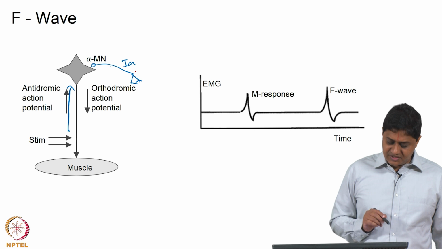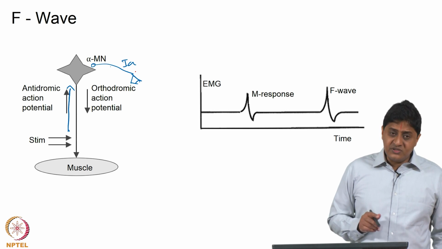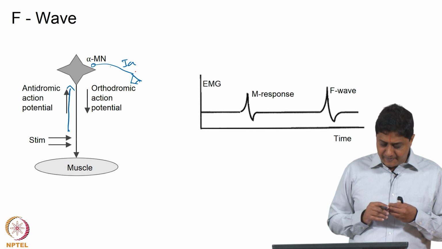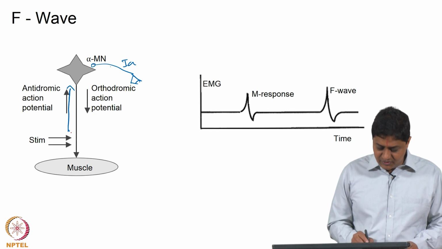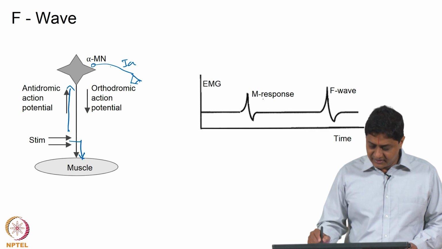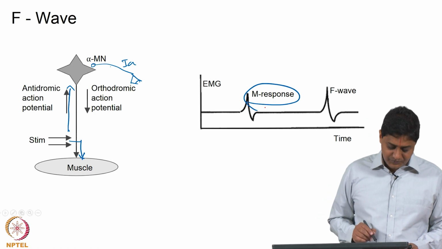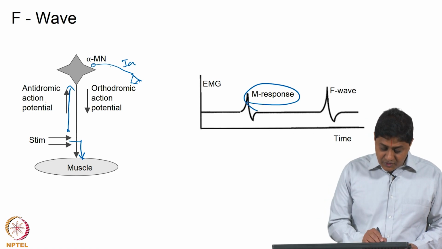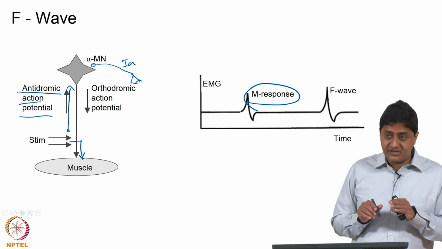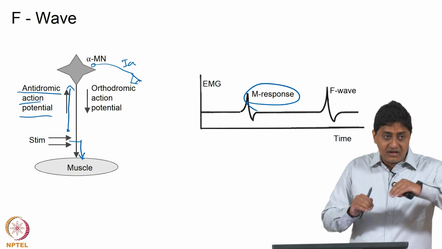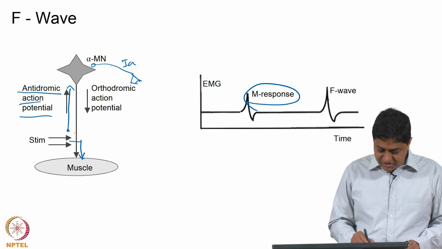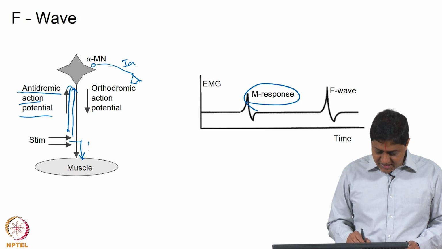Now, that could extinguish that, but suppose I keep increasing the stimulus amplitude. First, what happens is that if I stimulate, there is going to be an orthodromic action potential that travels from the point of stimulation to the muscle. That is what is felt as the M response. But then there is also an antidromic action potential, because if I stimulate an axon in the middle, the action potential is going to travel in both directions. So, if I stimulate here, the action potential will travel in that direction as well as in this direction, is it not?